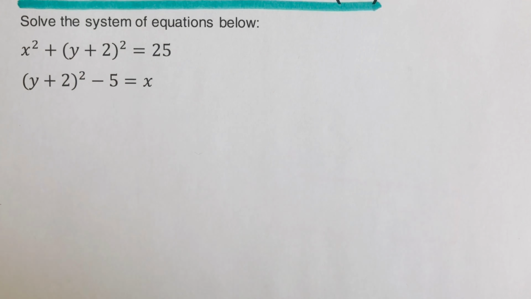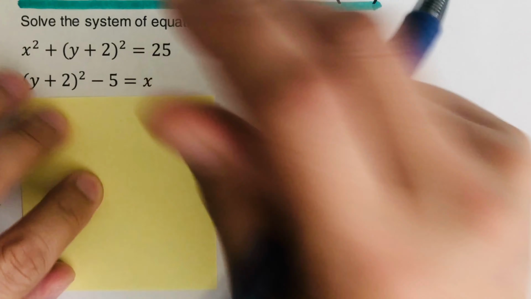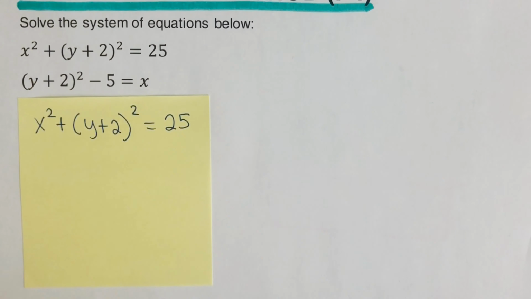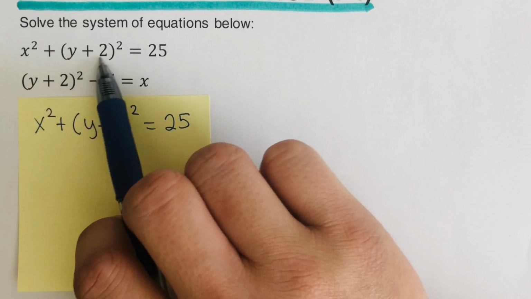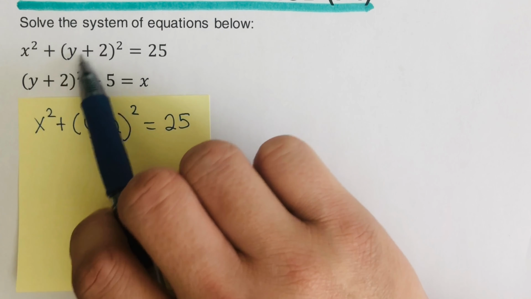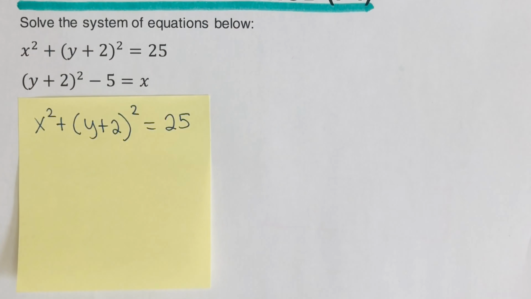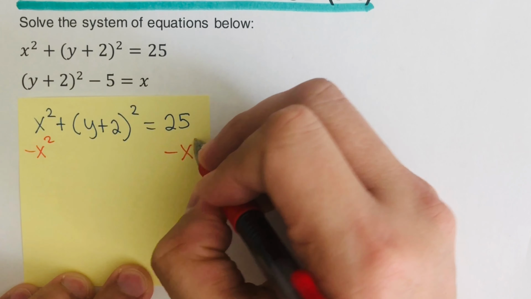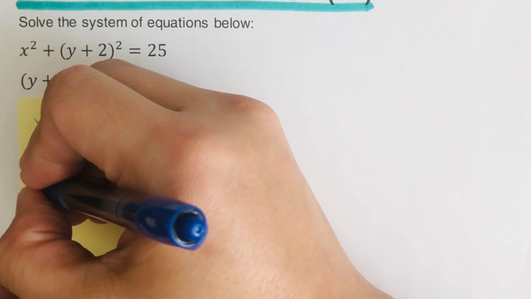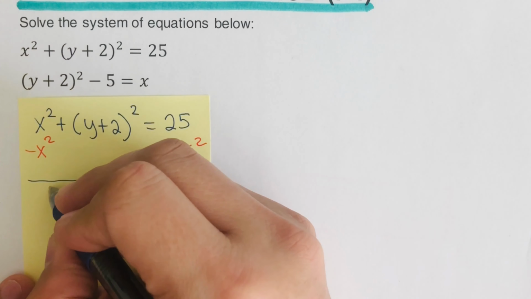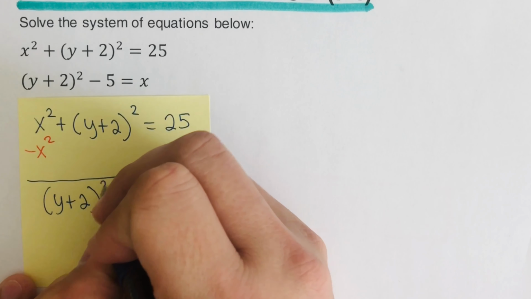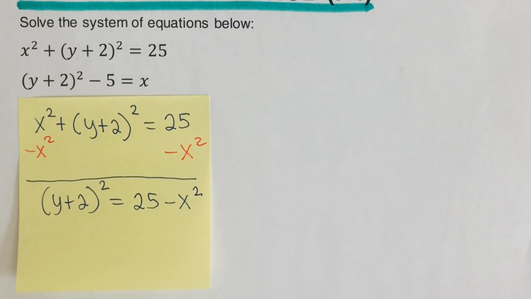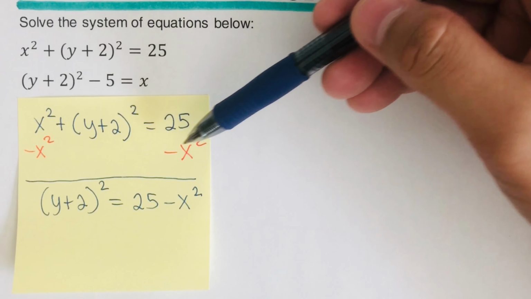So let's have the first equation. Again, since both of them have y plus 2 squared as common to each of them, we are going to isolate this on one side. So we go ahead and subtract x squared from both sides, minus x squared. So then we rewrite this as y plus 2 squared is equal to 25 minus x squared.